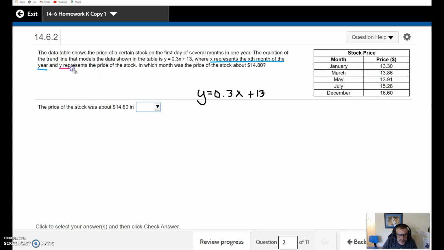And y represents the price of the stock. All right, in which month was the price of the stock about $14.80? So notice they give us the price of the stock. That's our y value. So this time, instead of plugging in a value for x, we're plugging in a value for y, and then we're going to solve for x. That's how this type of problem is different than the previous one. So now we need to rewrite the equation, except instead of y, we're going to use 14.80.